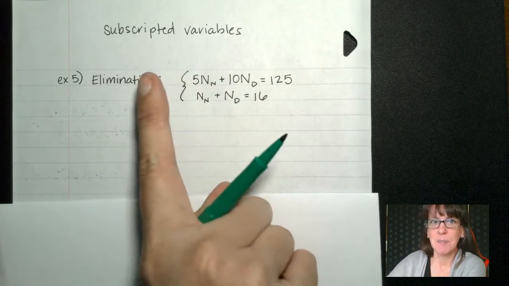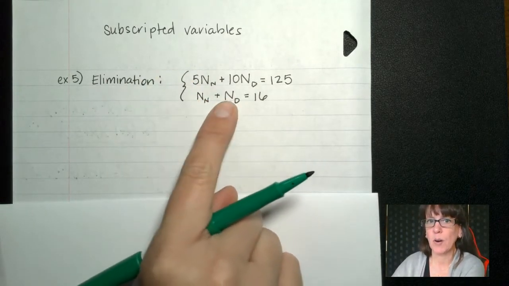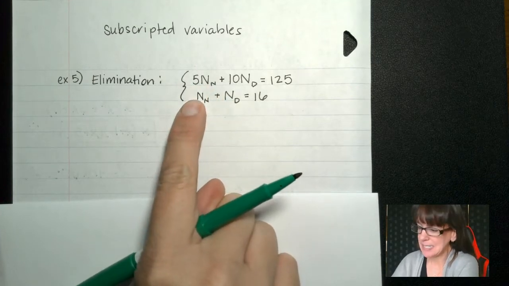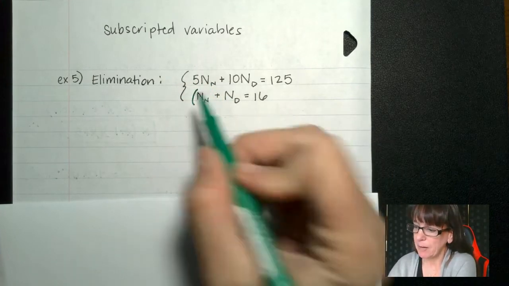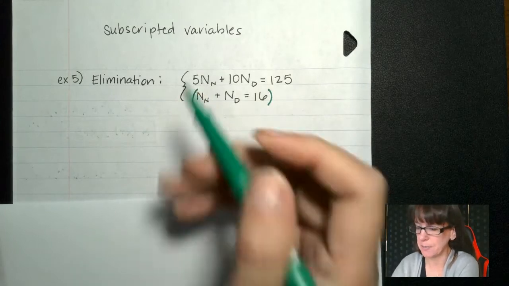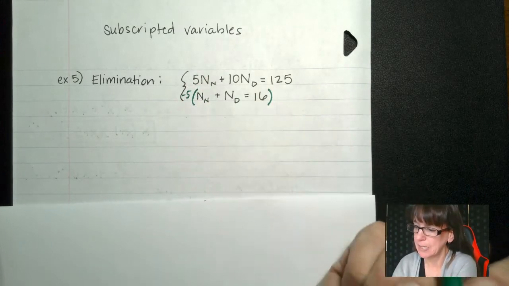Okay, elimination. We can either eliminate n sub n or n sub d. I think n sub n is going to be the easiest. Opposite of positive 5 is negative 5. So in order to get a negative 5 down here, I'm going to need to multiply everything by negative 5. Let me rewrite this.